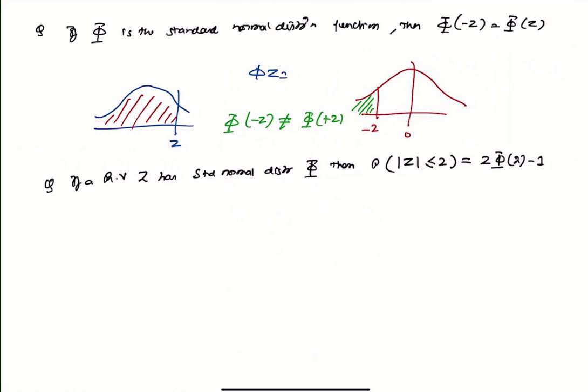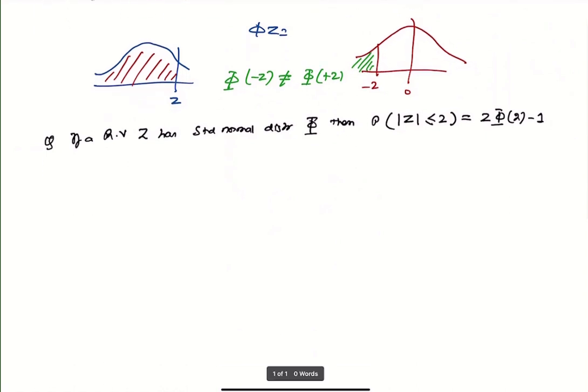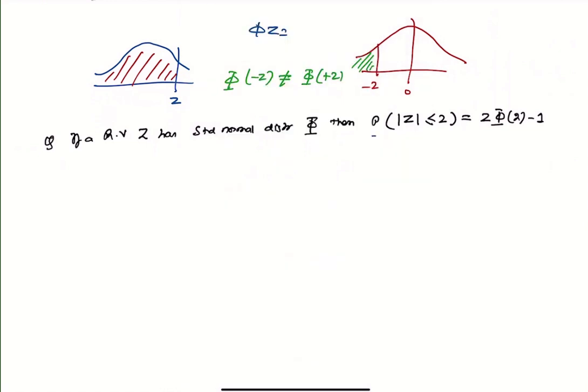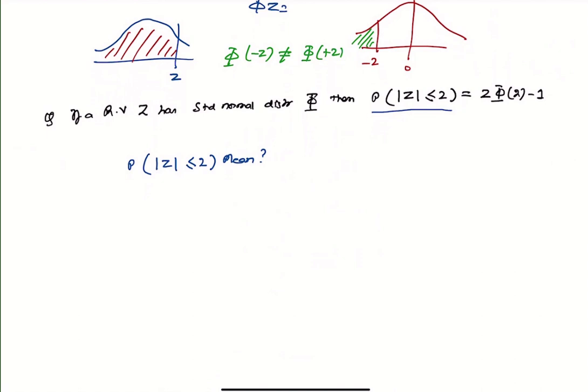so for this we first have to know a critical thing, which is, what does this actually mean? What does probability of absolute value of z less than or equal to 2 mean? What it actually means is that z is less than plus 2 and z is more than minus 2.